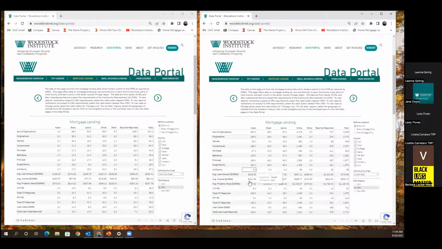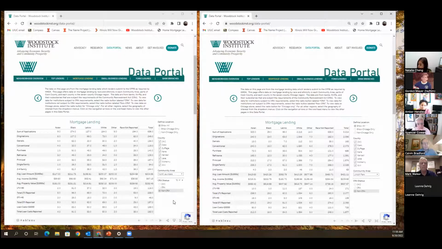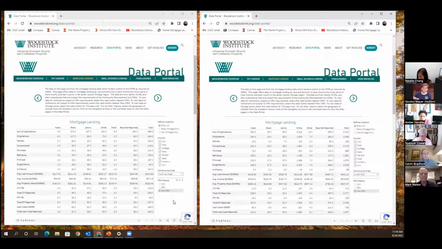And then just to get a taste of what's going on for non-CRA regulated lenders, we look at originations here. We can do a little math, and we see that as a percent of overall mortgages in each neighborhood, mortgages from non-CRA regulated lenders make up about 3/4 of all mortgages in North Lawndale and only about half of all mortgages in Lincoln Park. So again, those non-regulated mortgage lenders are primarily those online lenders that we saw in the top lending category.